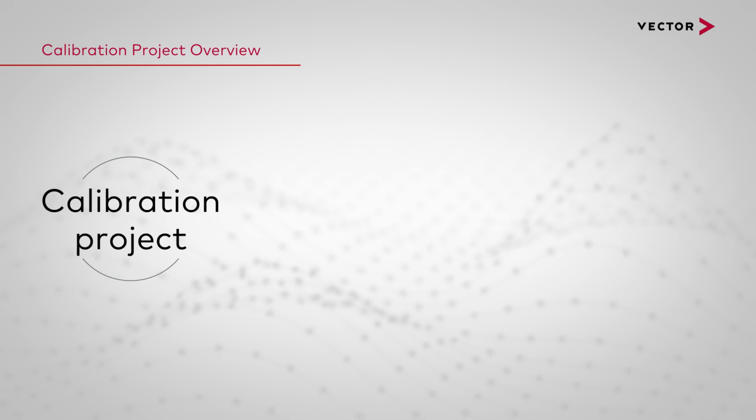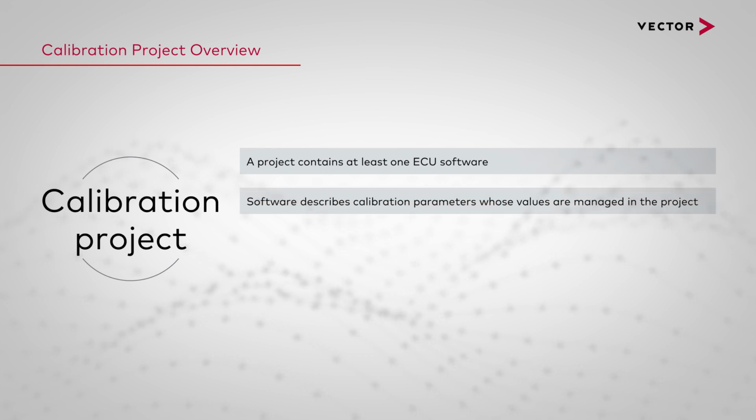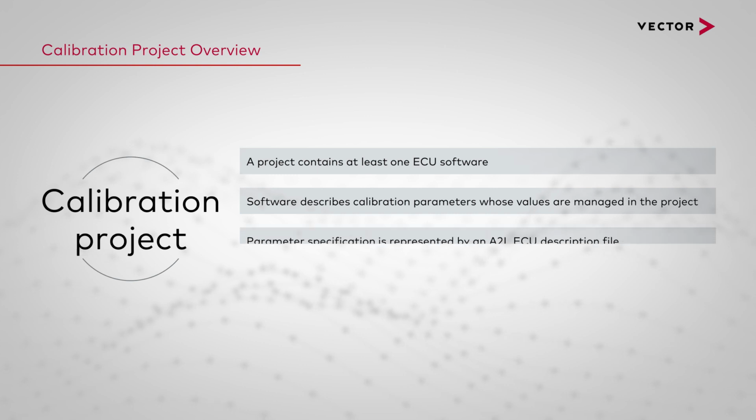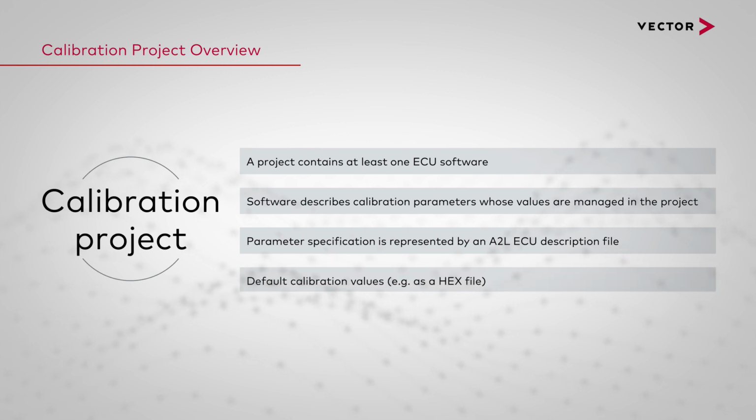What exactly is a calibration project? It must contain at least one ECU software. The software describes calibration parameters whose values are managed in the project. The parameter specification is represented by an A2L ECU description file. The project contains the default calibration values, for example as a hex file.